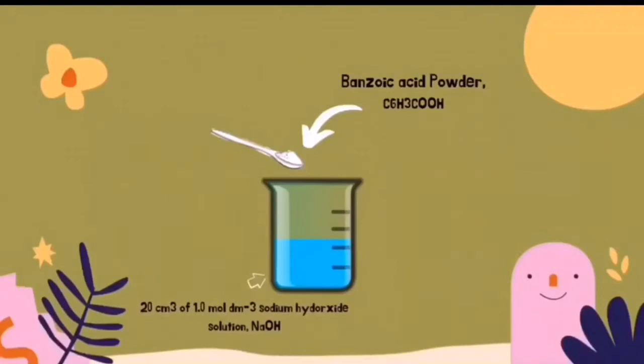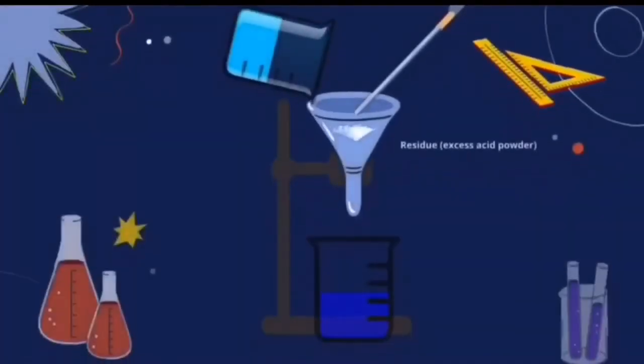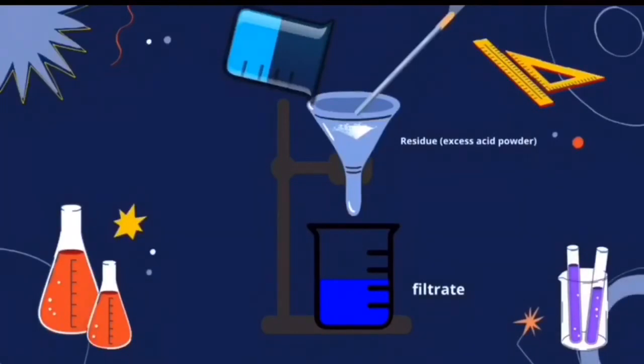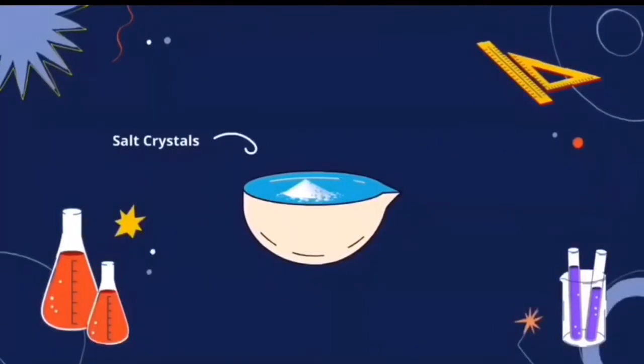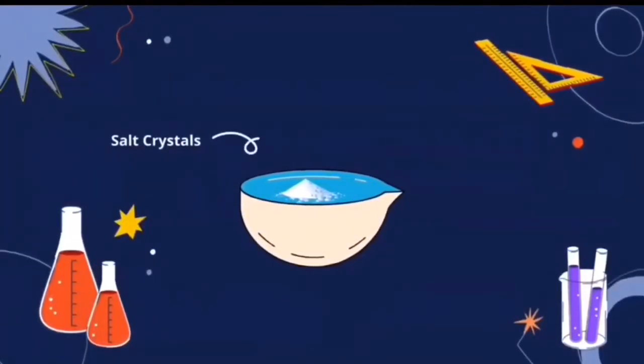First, pour 20 cm³ of 1.0 mol/dm³ sodium hydroxide solution and benzoic acid powder in the beaker. Next, filter out the excess acid powder from the mixture. Then, pour the filtrate into an evaporating dish and heat the filtrate until 1/3 of its initial volume remains. Lastly, allow the saturated solution produced to cool until salt crystals are formed.